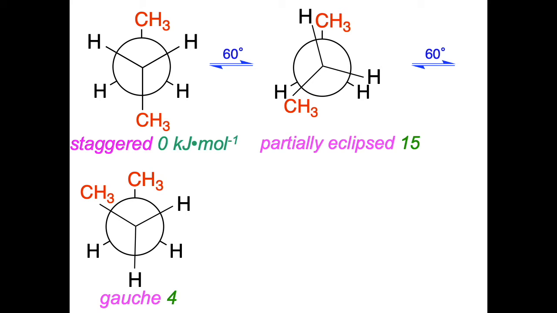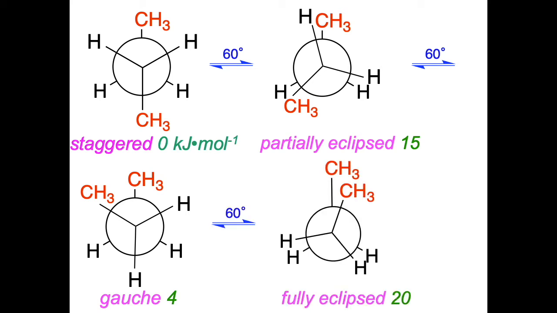Strictly, I think we should just call it gauche. Finally, this is fully eclipsed, because the methyls are close to each other. The steric strain is maximum and the torsional strain is maximum.